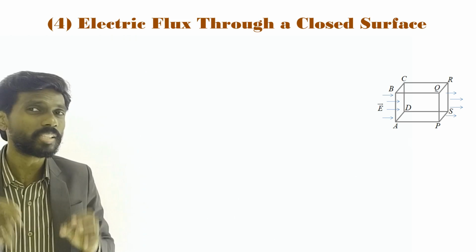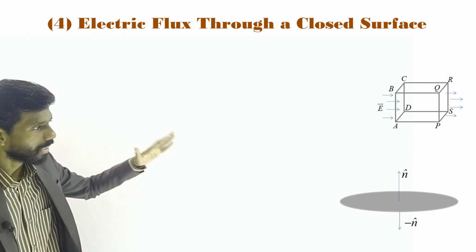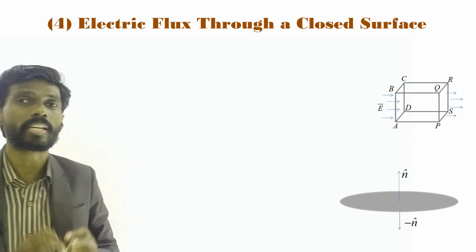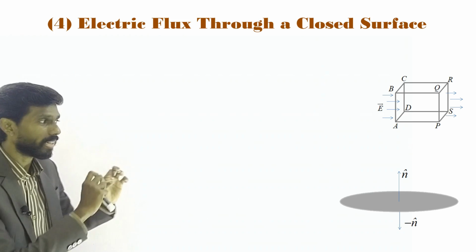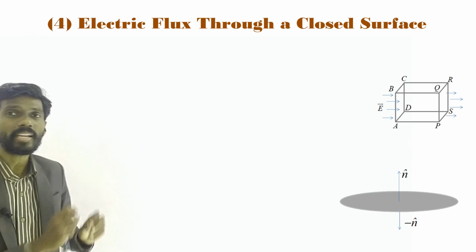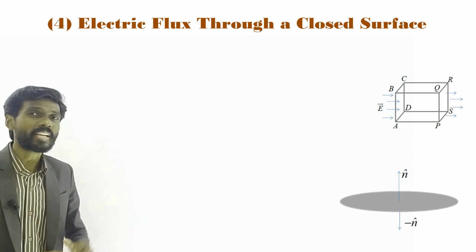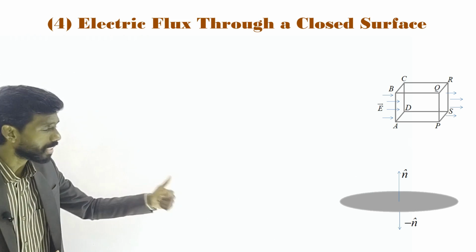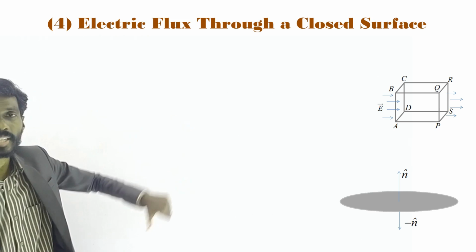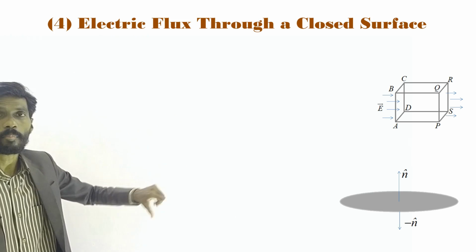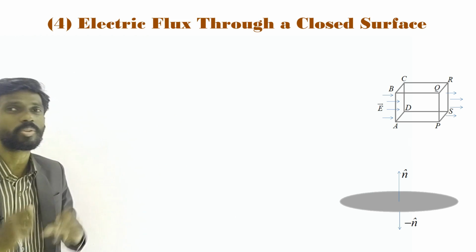But there is one problem here. Let us take this surface, a flat surface like this. Now we have to find the area vector. So what is the area vector here? That is the area multiplied by the unit normal vector. But what is the unit normal vector here? There are 2 unit normal vectors, right? One is in the upward direction, one is in the downward direction. Which one will you take? Will you take n cap or minus n cap? Both are unit normal vectors. Which one should you take?